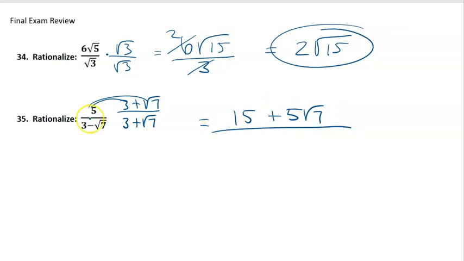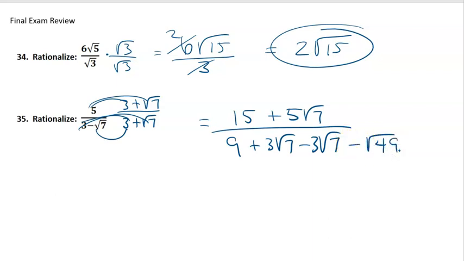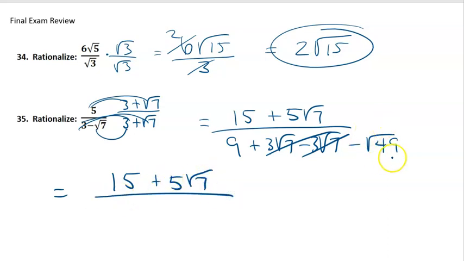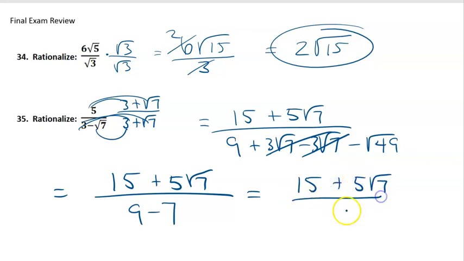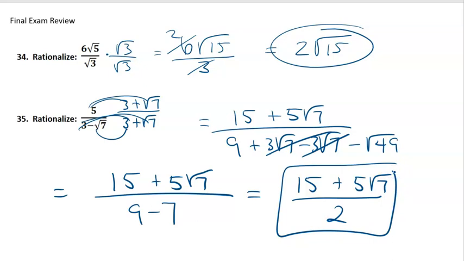In the denominator, I got a FOIL. 3 times 3 is 9. 3 times the square root of 7 is 3 square root of 7. Negative 3 times the square root of 7. Notice I changed the order there when you multiplied. And then negative 7 times positive 7 is negative square root of 49. Now I got some simplifying to do, right? These cancel. You know what? They always will. When you multiply by a conjugate, those things will cancel 100% of the time. That's the point. And then square root of 49 is 7, so that's 9 minus 7, which is going to give me 15 plus 5 square root of 7, and we know 9 minus 7 is 2. So that is completely simplified.